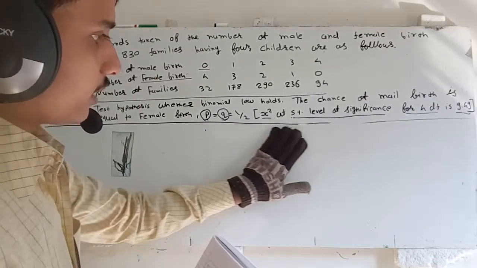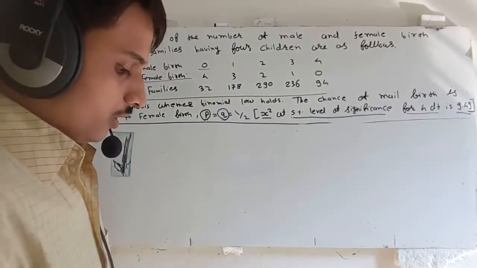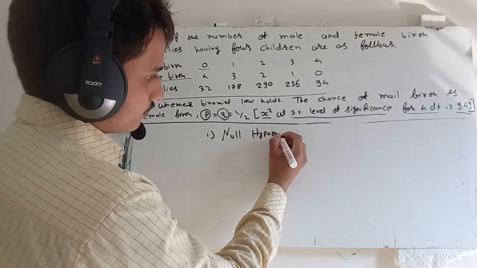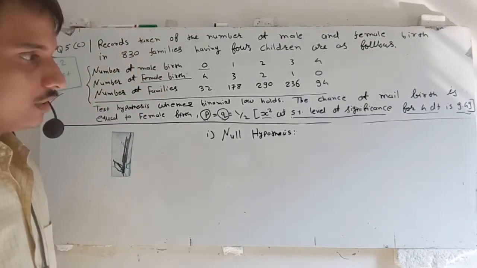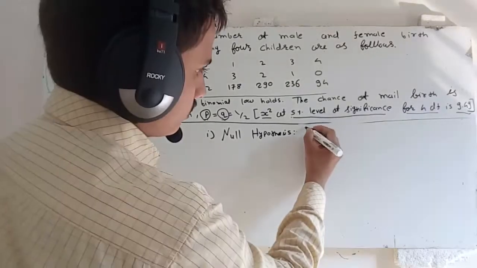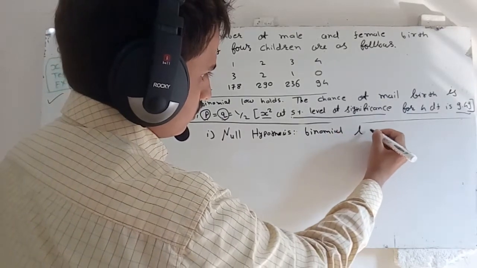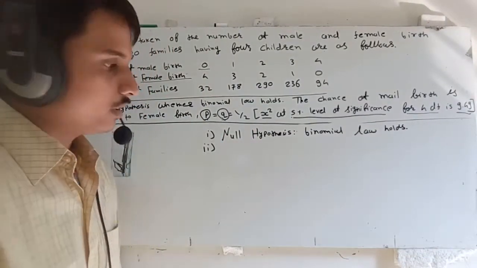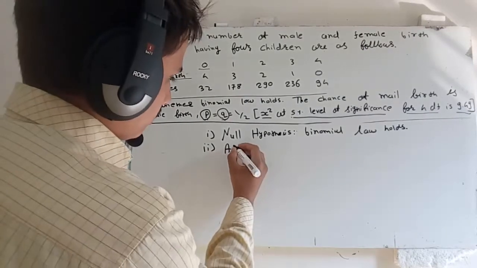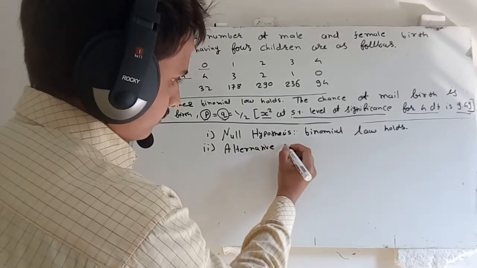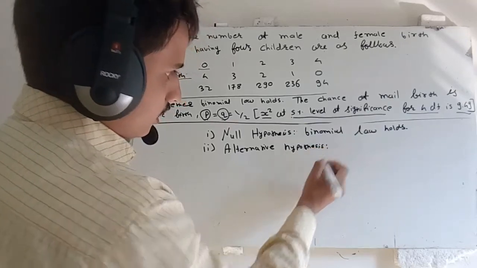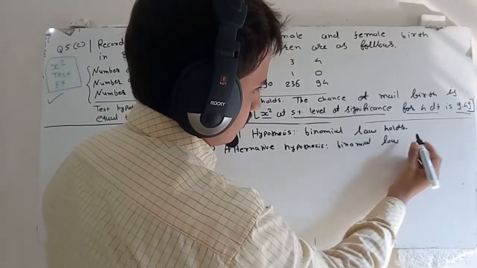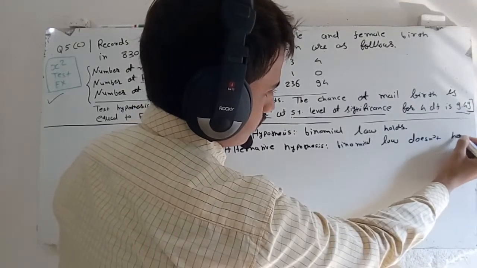So to do this example, we have to consider 6 steps. So first step is null hypothesis. That means we are assuming that binomial law holds. And alternative hypothesis is, if this hypothesis does not work, then we will assume that our alternative hypothesis works. That is, binomial law doesn't hold.